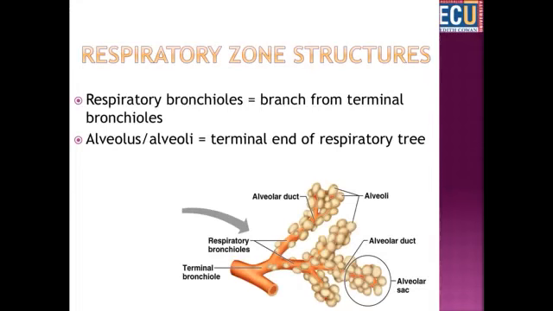So what about the respiratory zone structures? Well, we have the respiratory bronchioles, and this is the branch from the terminal bronchioles, and it contains obviously those alveolar sacs, and it's the terminal end of the respiratory tree, and we say it kind of looks like sacs of grapes. So we have alveolar ducts, alveolar sacs, and alveoli.